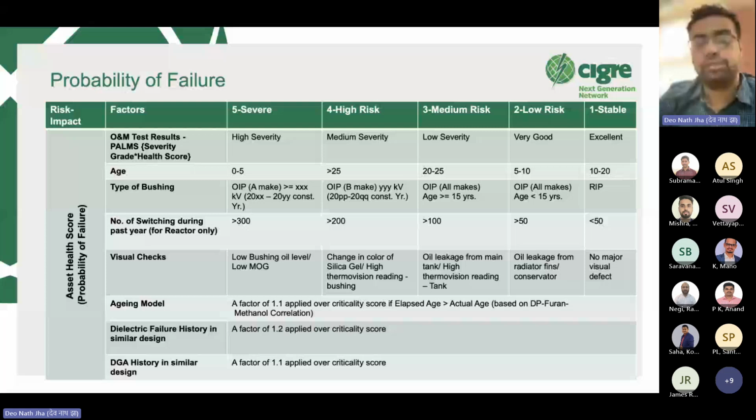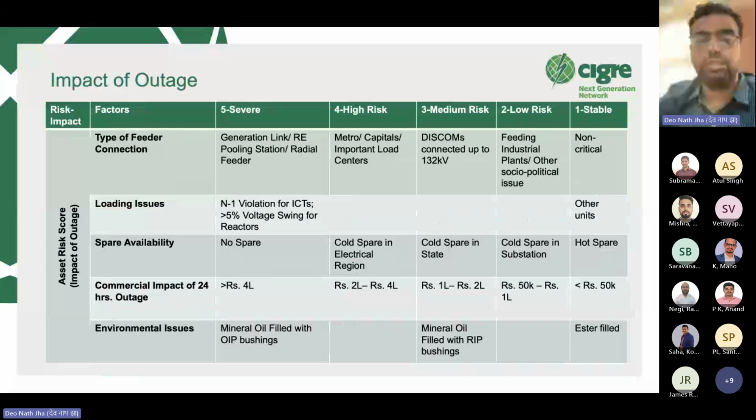If we talk about impact of failures, we have given highest severity to generation-linked units, or those units which are being used to pull power from RE-based stations or radial feeders, because failure of units linked to these feeders can cause grid outages.